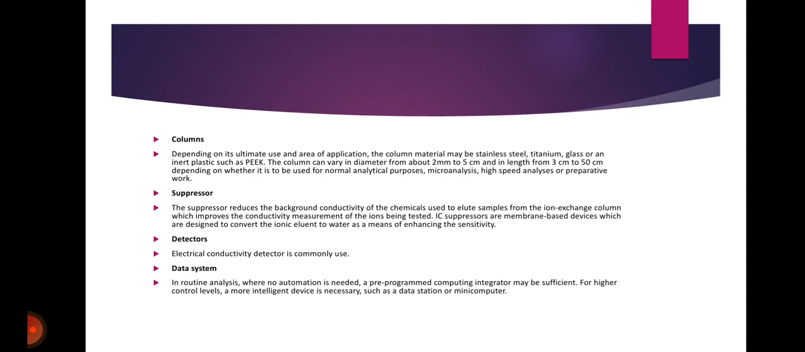Suppressor. The suppressor reduces the background conductivity of the chemical used to elute the sample from the ion exchange column, which improves the conductivity measurement of the ion being tested. IC suppressors are membrane-based devices which are designed to convert the ionic eluent to water as a means of enhancing the sensitivity. Detector: generally an electrical conductivity detector is used.